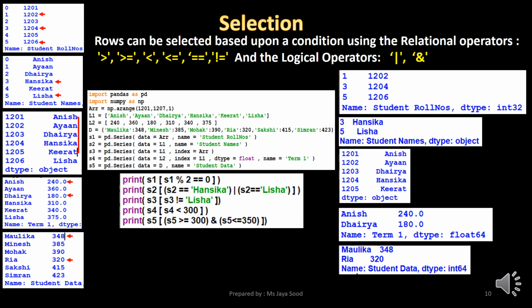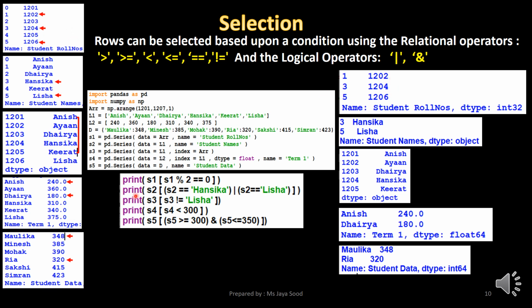Selection. Rows can be selected from a series based upon a condition using the relational operators greater than, greater than or equal to, less than, less than or equal to, equal to and not equal to, and the logical operators or and and. Continuing with our example of the series S1, S2, S3, S4 and S5, now let us look at some of these print commands. Print S1[S1 modulo 2 equal to 0] will print only those rows from the series S1 which satisfy this condition. That is, the values are divisible by 2 as shown here.